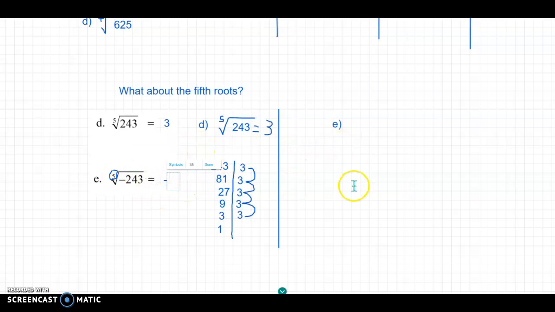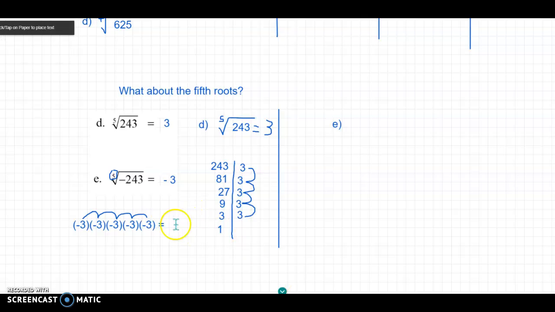So if you multiply minus 3, let's do the test here. We can try minus 3 times minus 3 times minus 3, 5 times minus 3. If you do this multiplication, the number will be 243, okay? Because we already checked that here in the prime factorization.